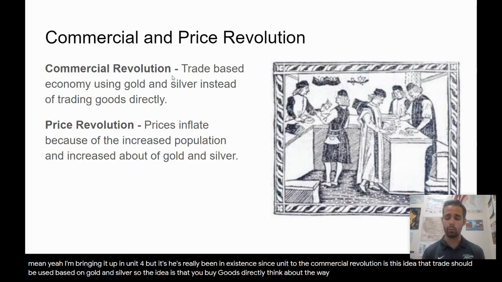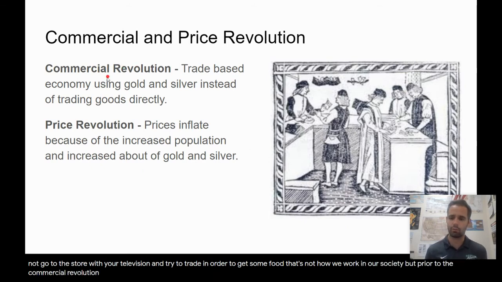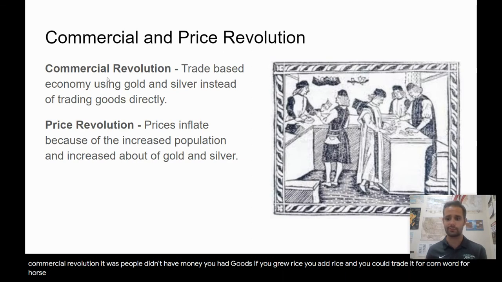Think about the way that we buy goods today. I mean, you would not go to the store with your television and try to trade in order to get some food. That's not how we work in our society. But prior to the commercial revolution, it was. People didn't have money. You had goods. If you grew rice, you had rice, and you could trade it for corn or for horses or for whatever else you needed.